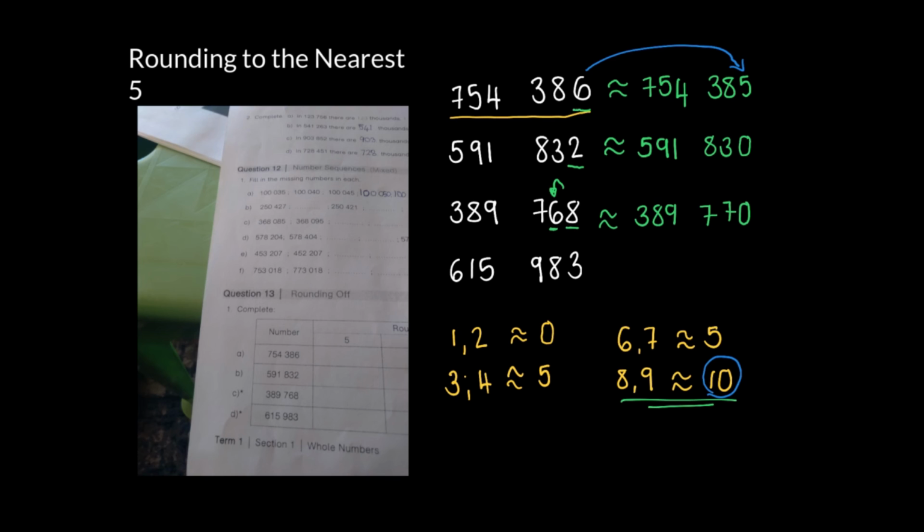I hope you can pause the video if you were a bit confused and try and do the last one, because we know that our rule here says that if I have 3, then I'm going to round it up to the nearest 5. So I'm going to have an approximation of 615,985. All right, and those are the answers that we're looking for.